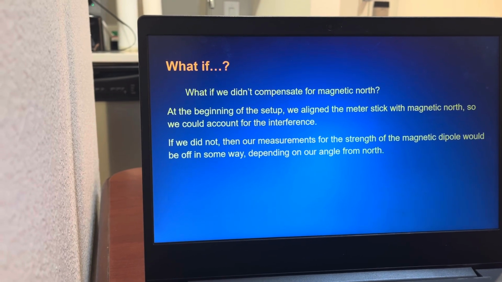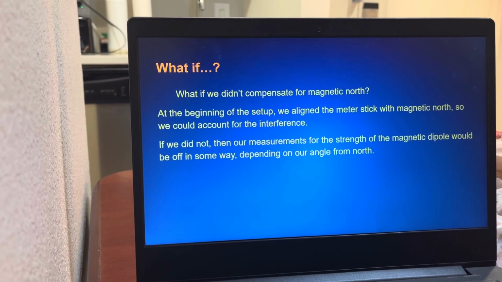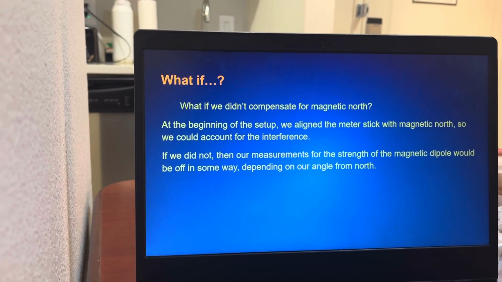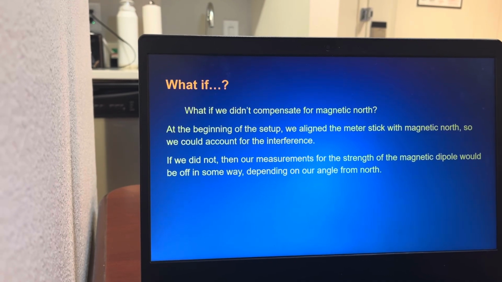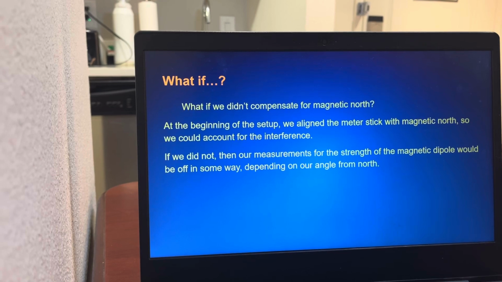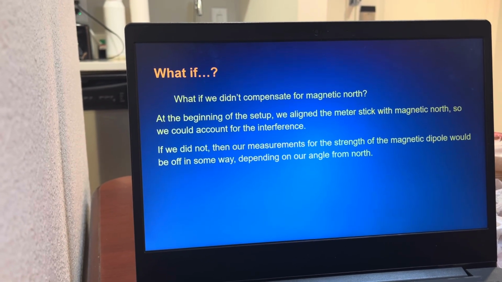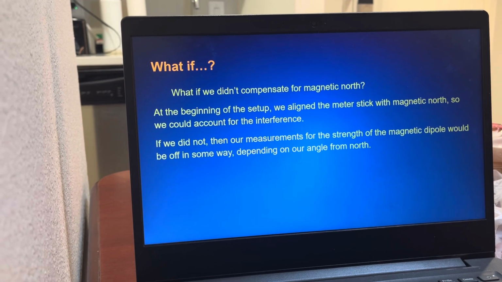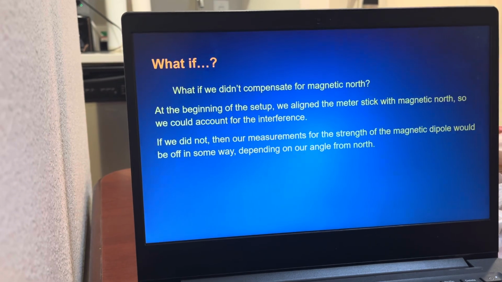Now, what if we didn't compensate for magnetic north? Then that would have changed things, well, it depends on how much it changed. It definitely would have either increased or decreased the apparent strength of the bar magnet that we had. But without knowing the exact angle, it's difficult to say by how much. Although it would have been some trigonometric constant, sine, cosine, something like that.